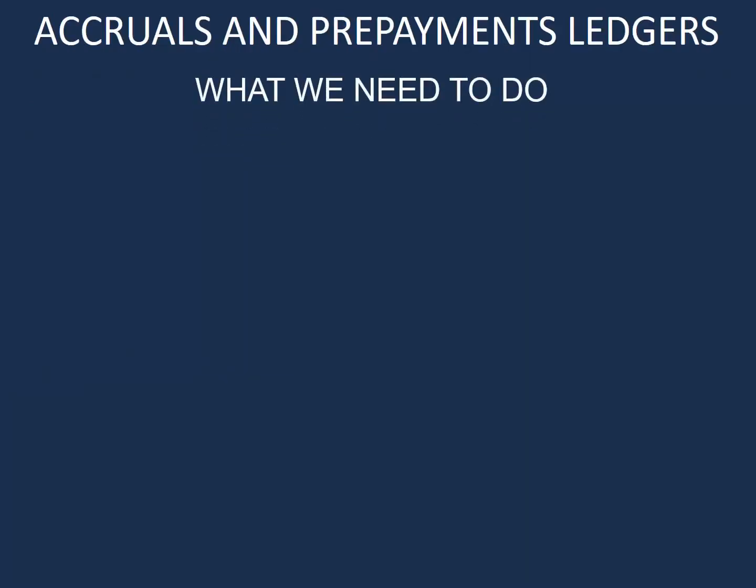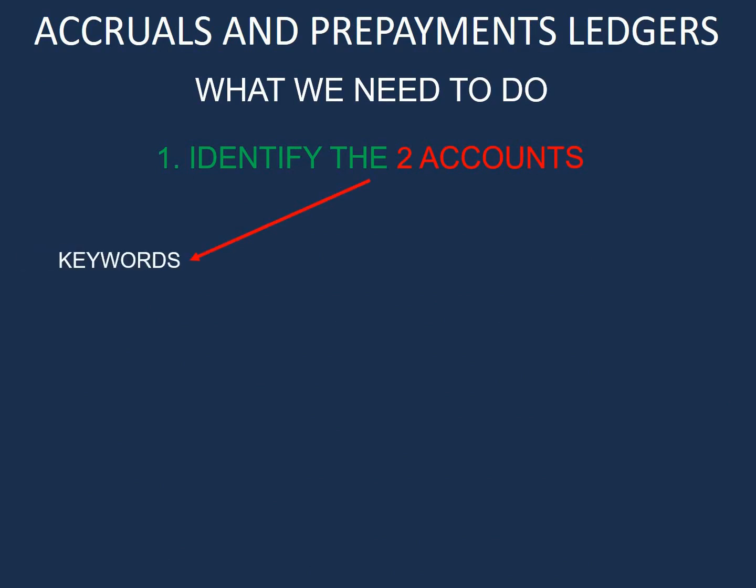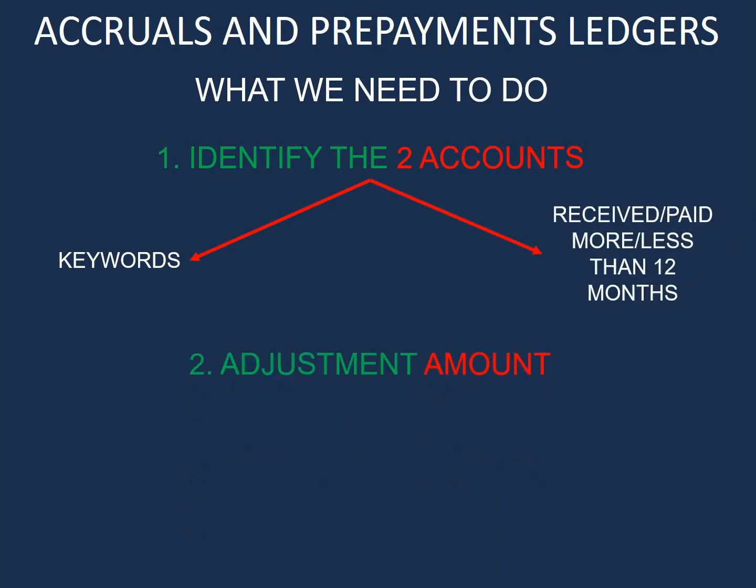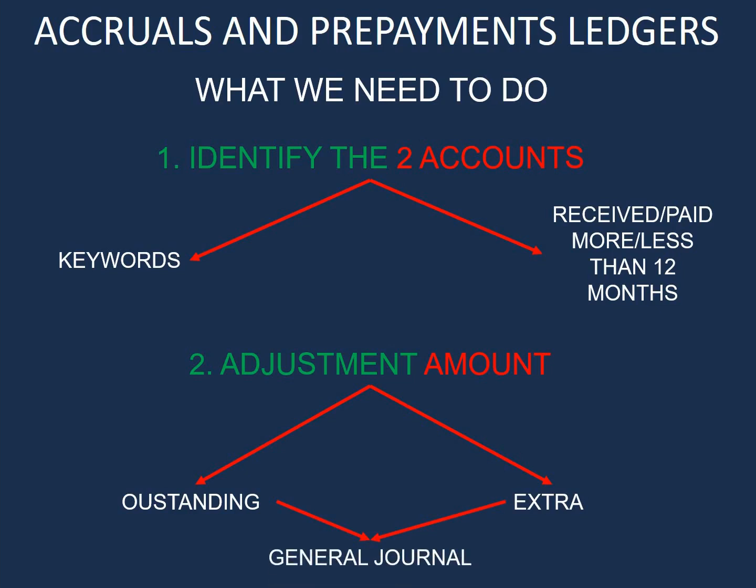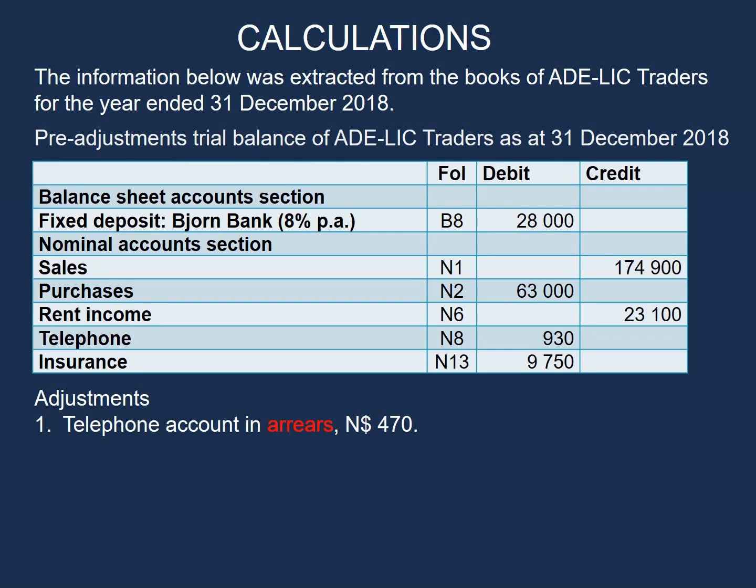Now, what do we need to do? First, we need to identify the two accounts. This we do by looking at our keywords and then also determining if we received or paid more or less than the 12 months. Once we have done that, we need to take the adjusted amount, that is the amount outstanding or the amount paid or received extra, and then post that amount in the general journal. Let's have a look at our first adjustment, and we are only going to do the calculations in this part. The postings will be in another video.